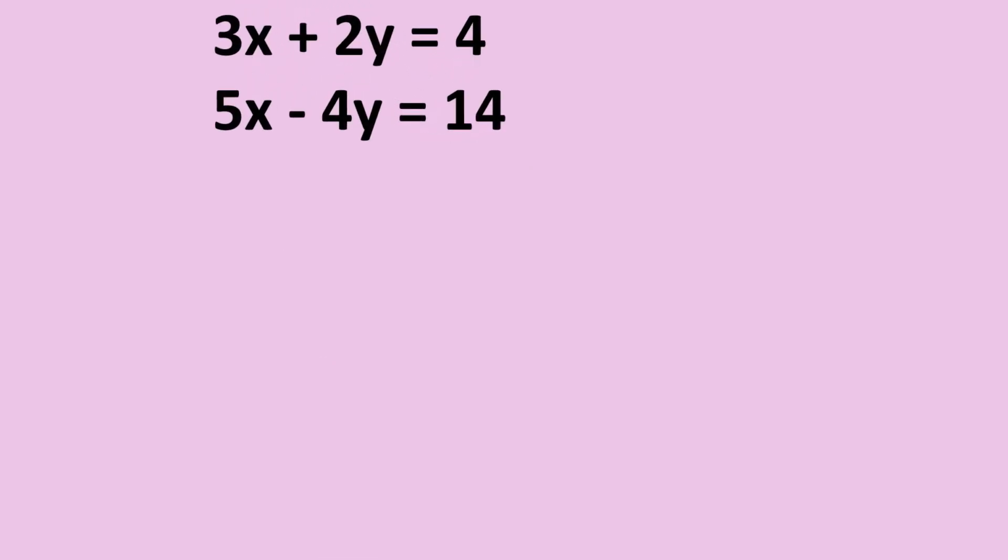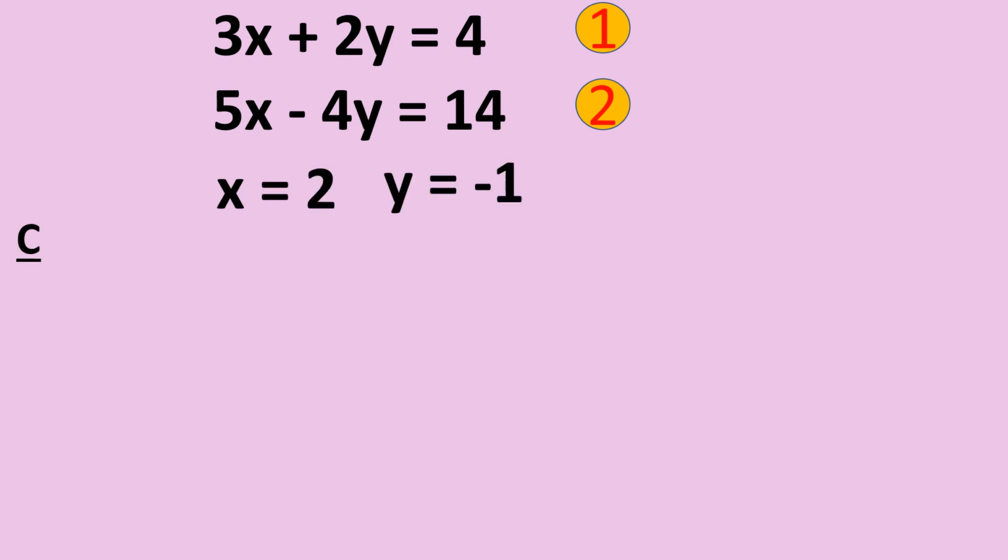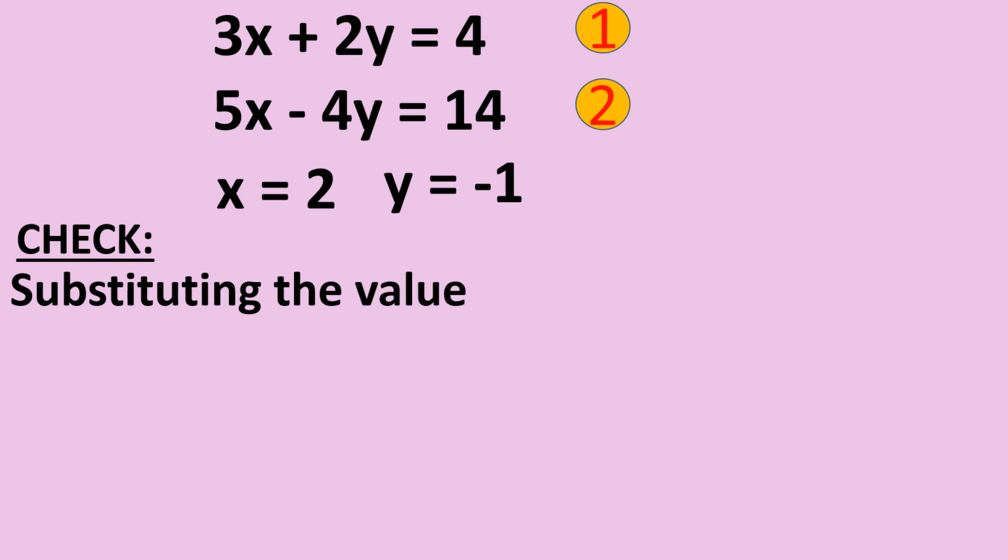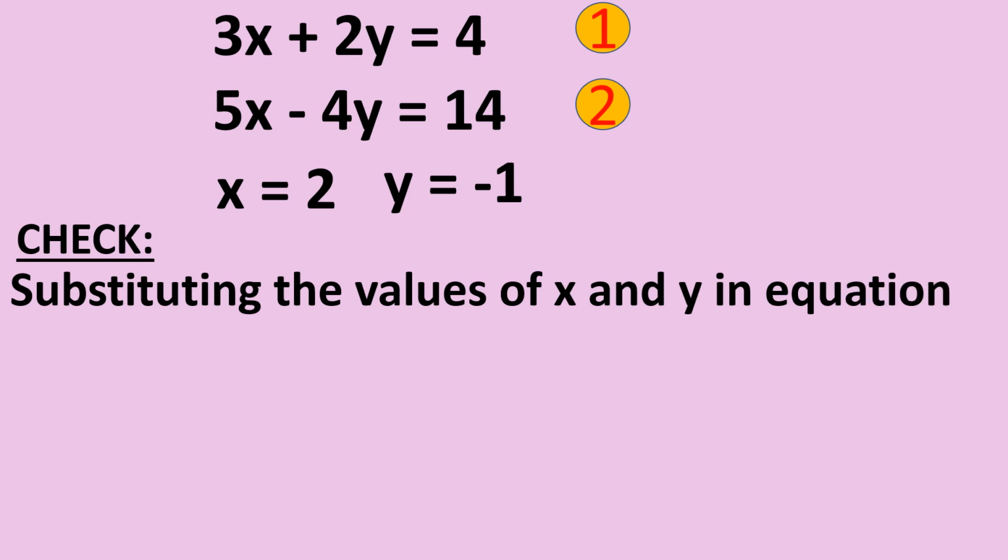However, we will do a quick check. What check are we doing? We have two equations, equation 1 and equation 2. We'll look at equation 1 first. Equation 1 has it that 3x plus 2y is equals to 4. So we'll simply bring out the 3x plus 2y, substitute the values for x and y, and see whether it will give us 4.